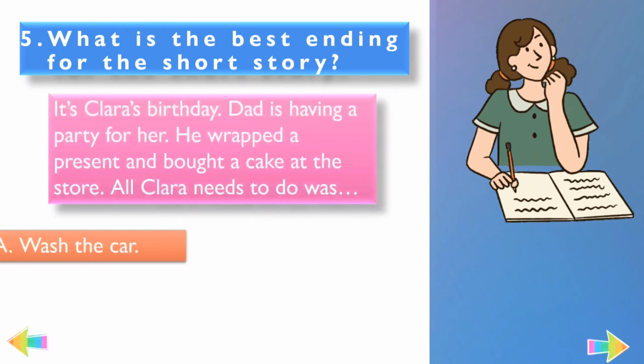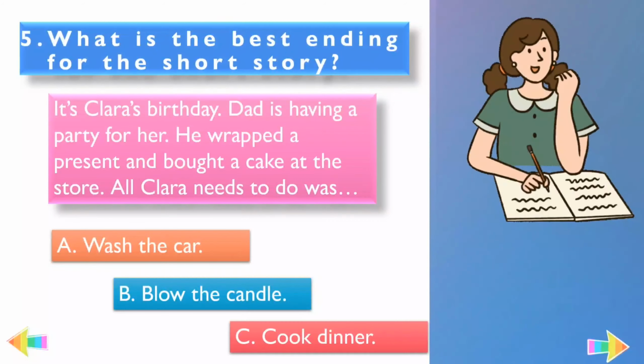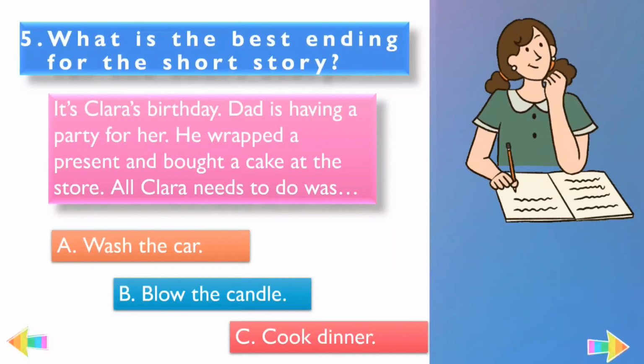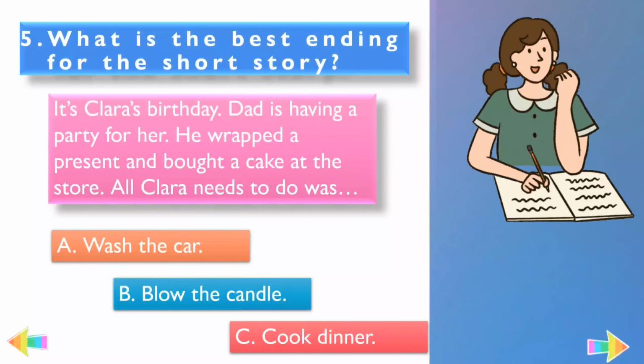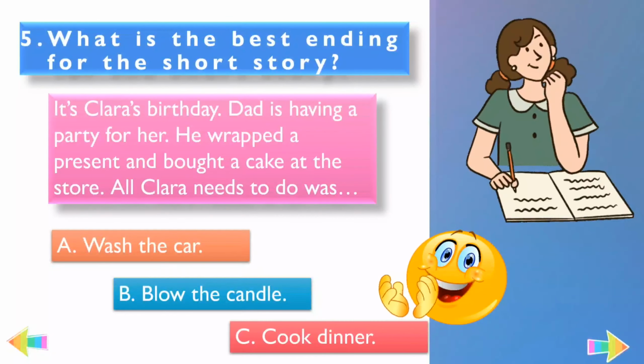Number 5. What is the best ending for the short story? It's Clara's birthday. Dad is having a party for her. He wrapped a present and bought a cake at the store. All Clara needs to do was A. Wash the car, B. Blow the candle, or C. Cook dinner. Very good. Blow the candle.